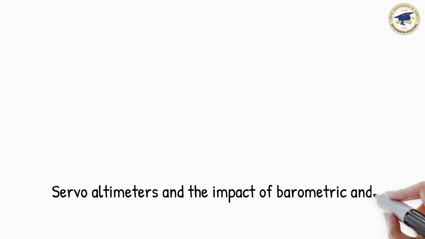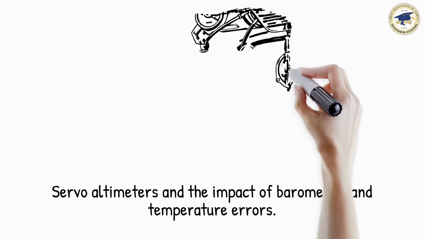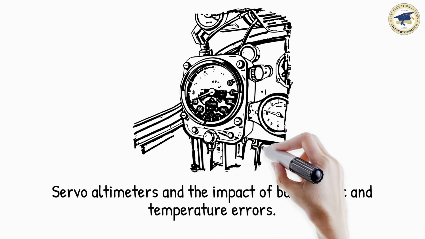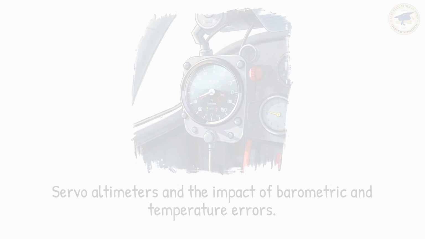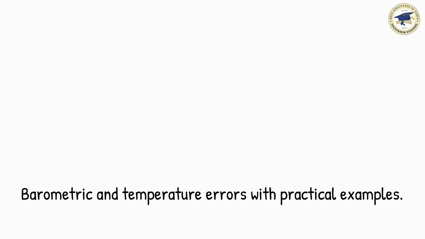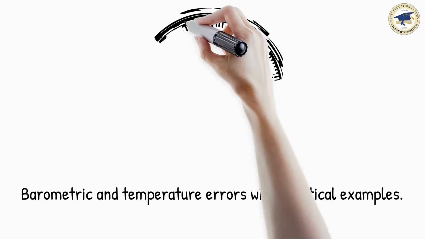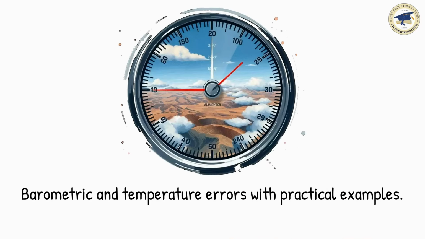So far, these are design-related errors, but external errors are bigger: barometric and temperature. Barometric error occurs if the altimeter setting doesn't match local pressure. Even 1 hectopascal equals about 27 feet of error. Example: altimeter set to 1013 hPa. Sea level pressure is 1003. At 4,000 feet indicated, true altitude is only 3,700 feet.